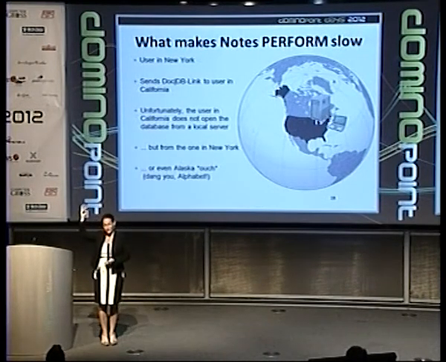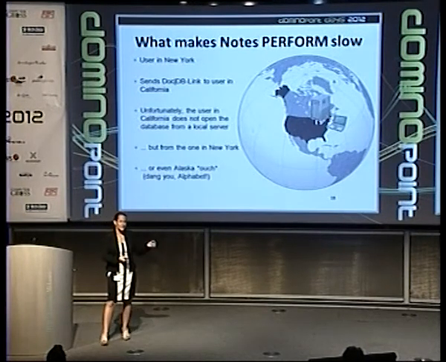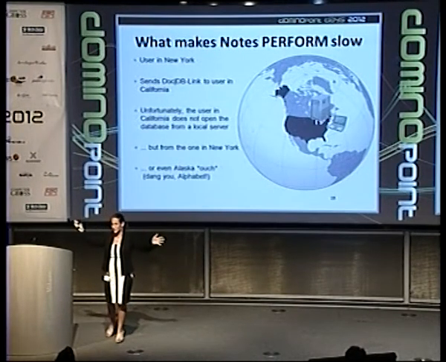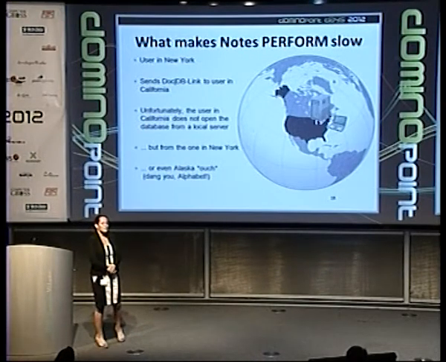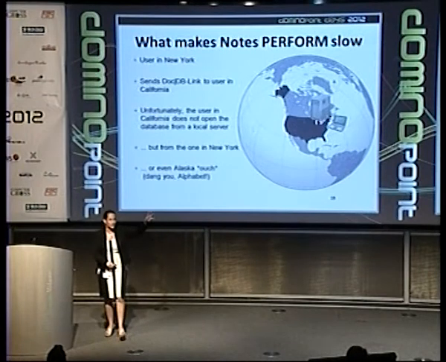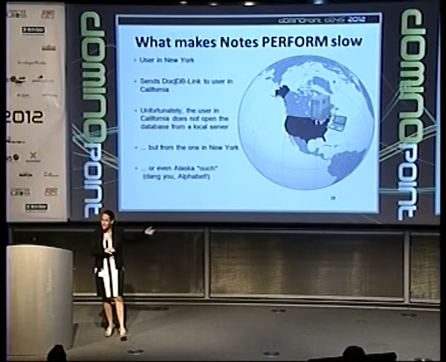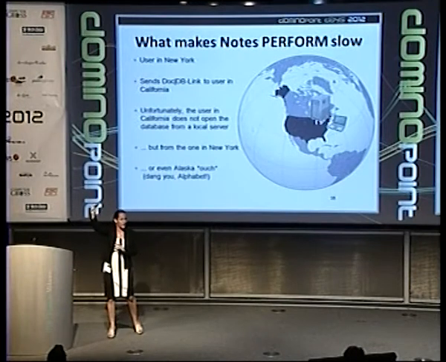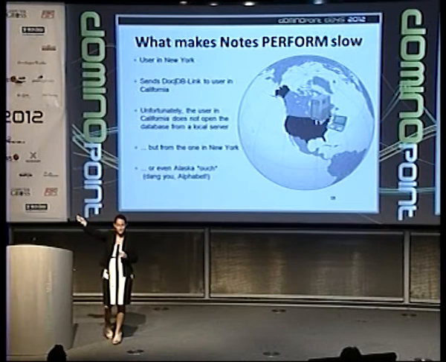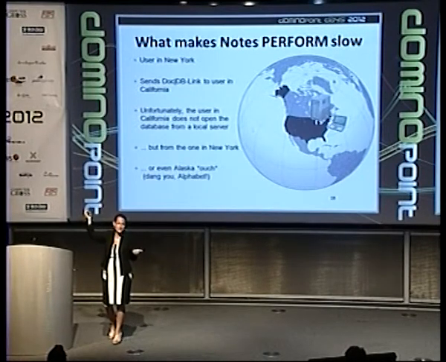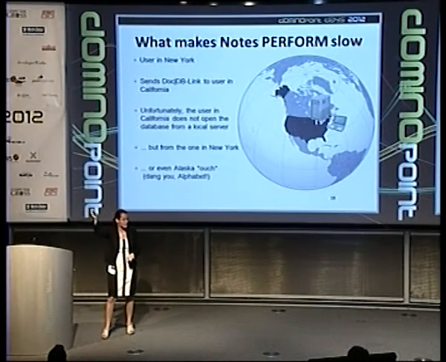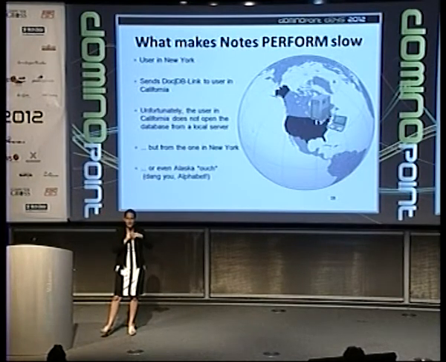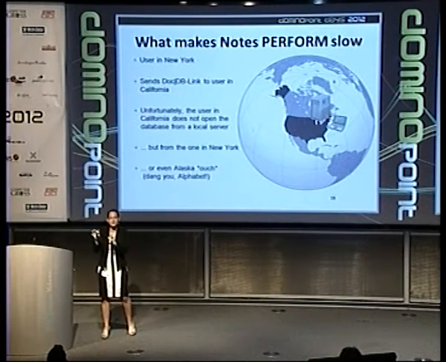A user in New York, which is on the East Coast of America, sends a database link or a document link to somebody in California, which is on the complete opposite side of America. So we're talking thousands of miles apart. Except the user in California does not know, their Lotus Notes client does not know, that it has a replica of that database in California. It goes up and follows the document link that it was sent, which is in New York. And from now on, this user will use, let's say, the expense reporting database out of New York. Okay, do you see the problem? Your users are reaching very far destinations because of certain things.